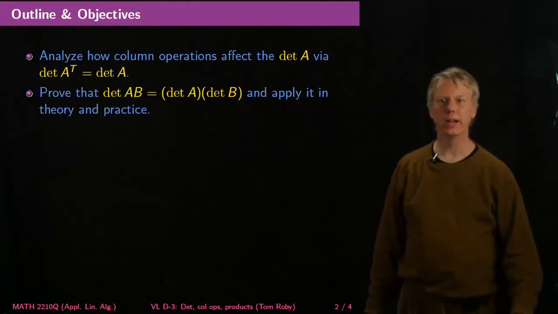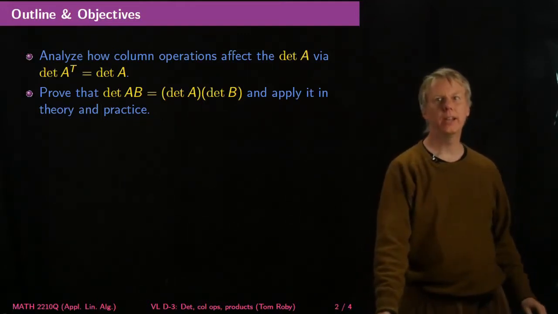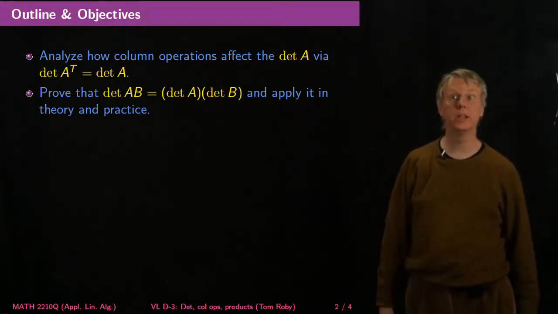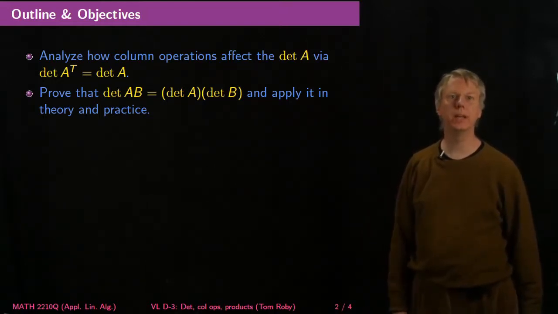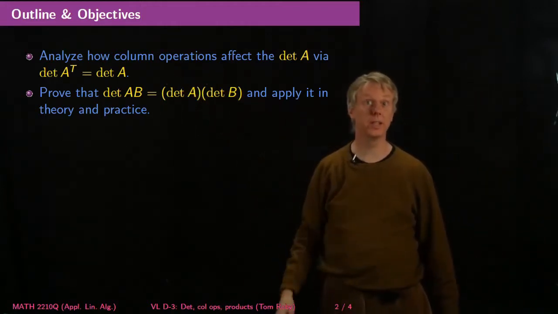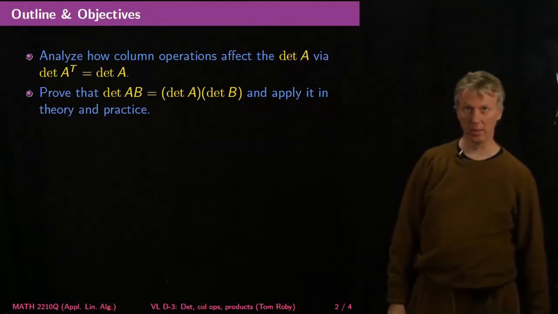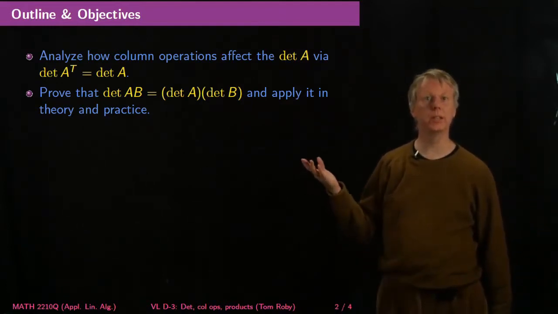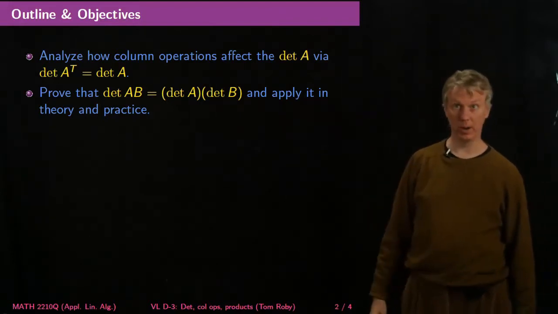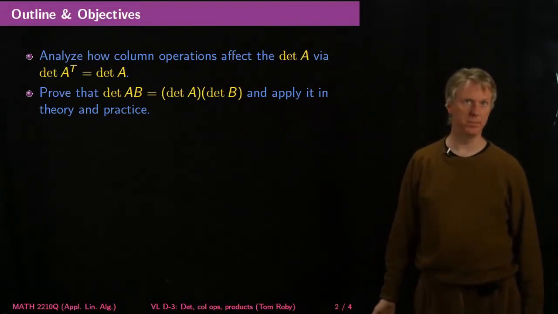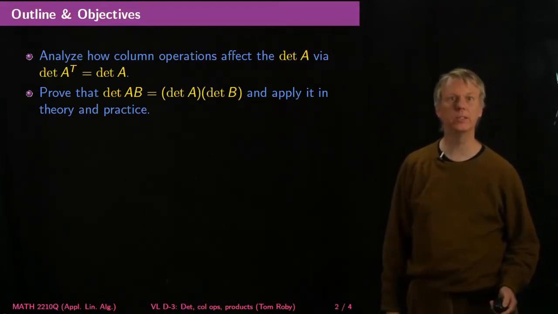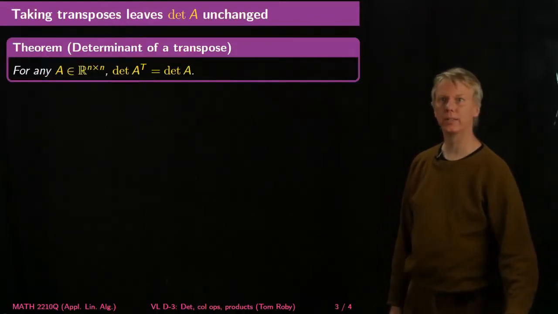Here are the outline and objectives. We'd like to analyze how column operations affect the determinant. We've already analyzed row operations, and we'll see that they're pretty much the same thing. The reason for this connection is just that the determinant of the transpose of a matrix is the same as the determinant of the matrix. Then we'll prove that the determinant of a product of two matrices is the product of the determinants. This is a very useful property, and we'll apply it in some theoretical examples. In practice, it's maybe not the most useful property, but it gets used quite a lot to understand things.